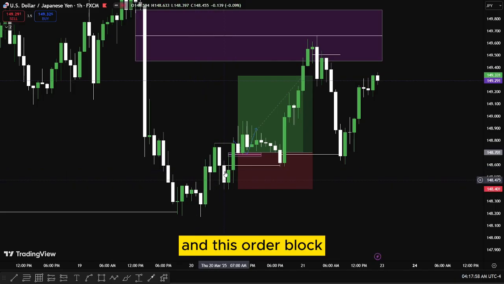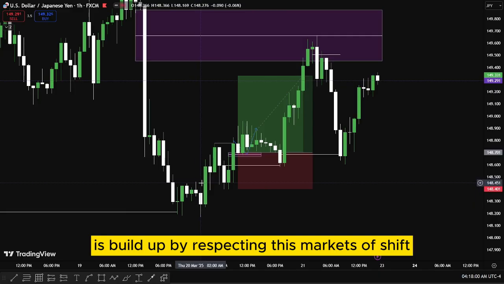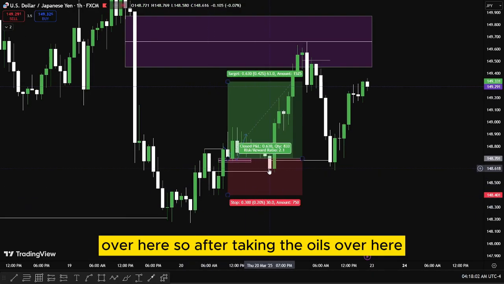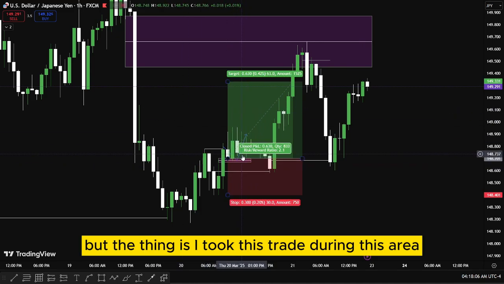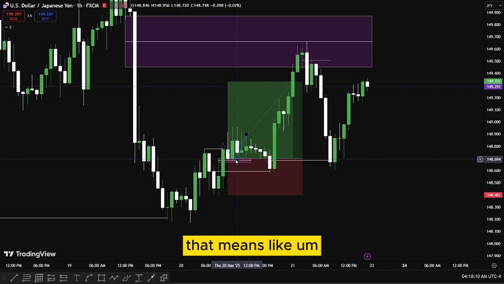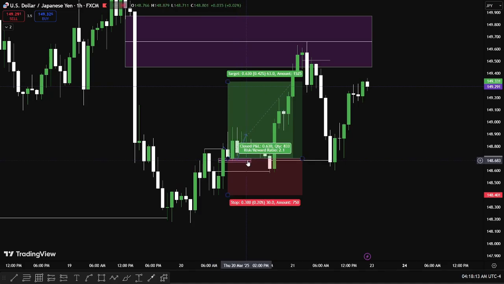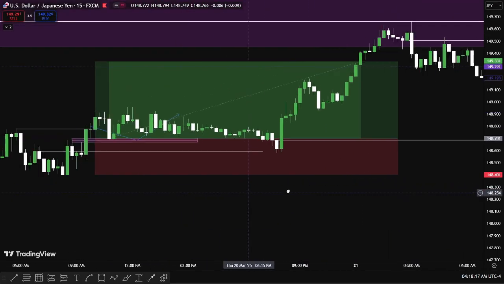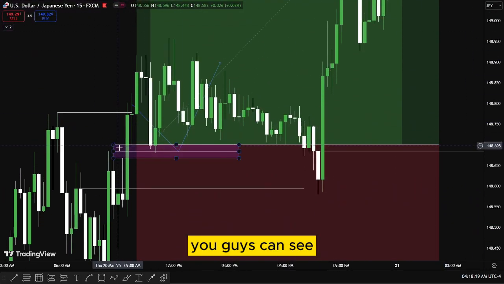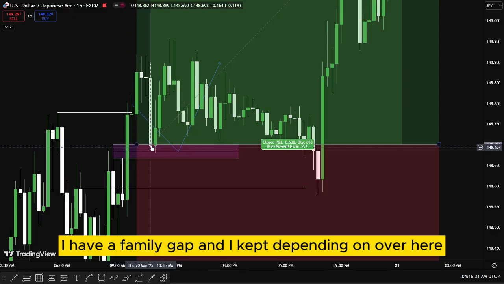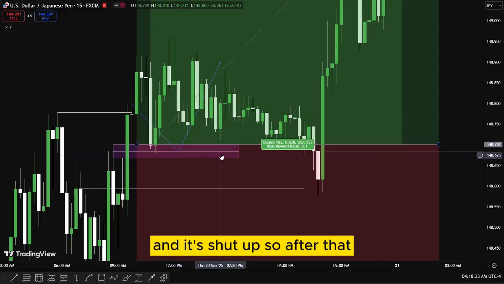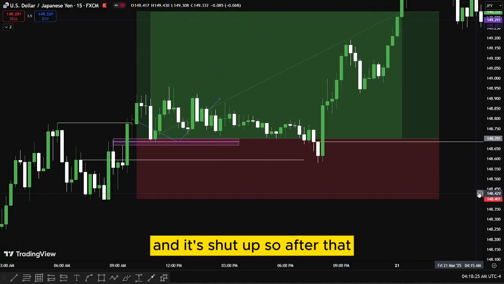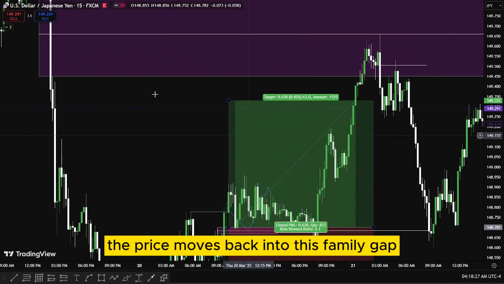So this order block works perfectly fine, and this order block is built up by respecting this market structure shift over here. After taking the orders over here, I took this trade during this area. Most of the time it was a fair value gap in the 50-minute time frame. You guys can see I have a fair value gap and I kept a pending order over here and it shot up. After that the price moves back into this fair value gap.